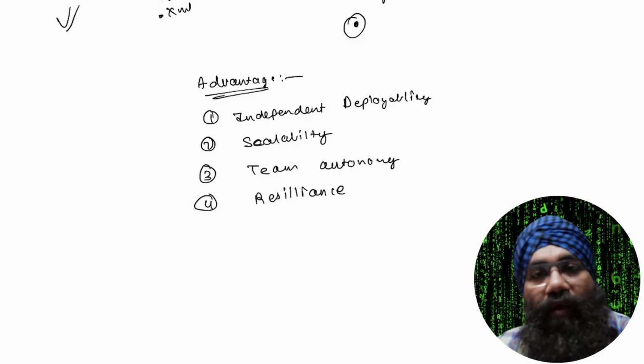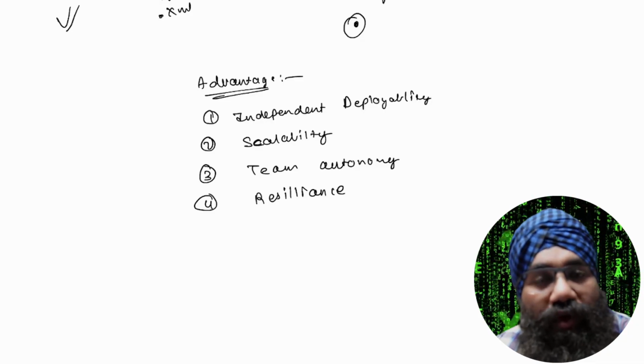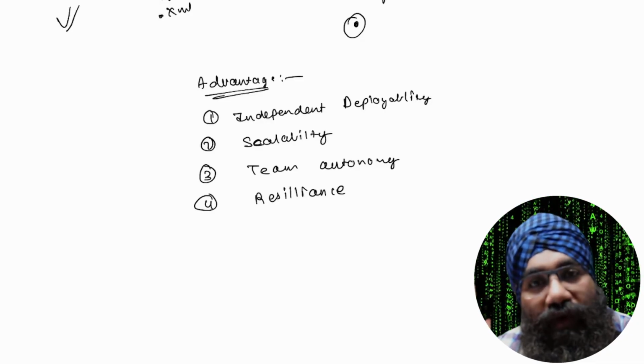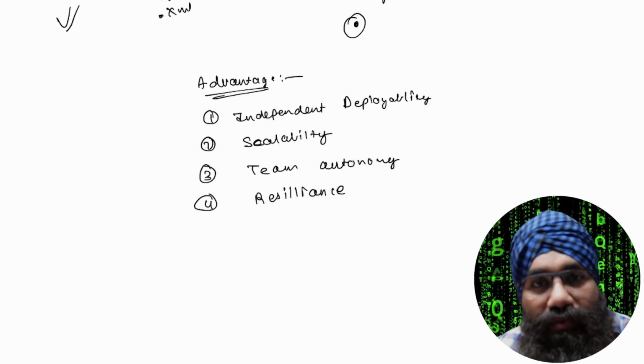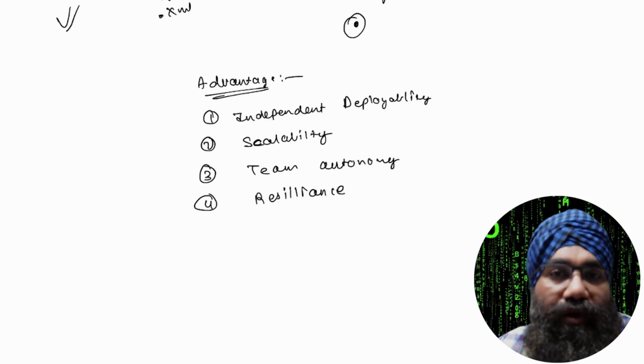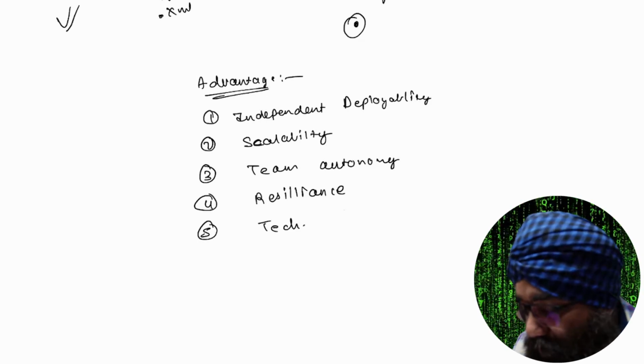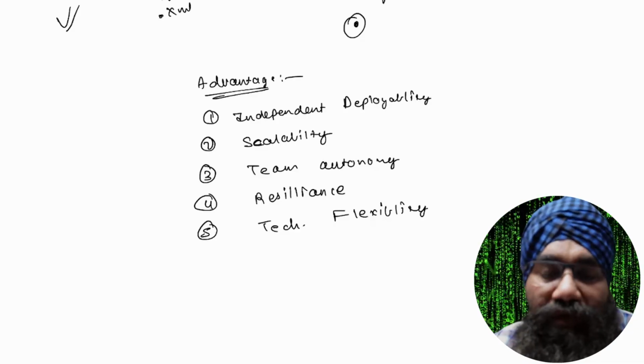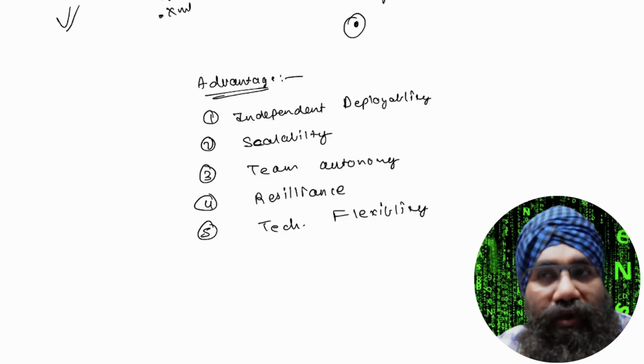Then there is resilience, which means that if payment service goes down, the rest of the services are still up. In case of monolith, if something goes down, everything goes down. So there is more resilience, more stability in the system. Fifth is technology flexibility. So you can choose a particular technology for each service. Each service can be built in any technology that you want.